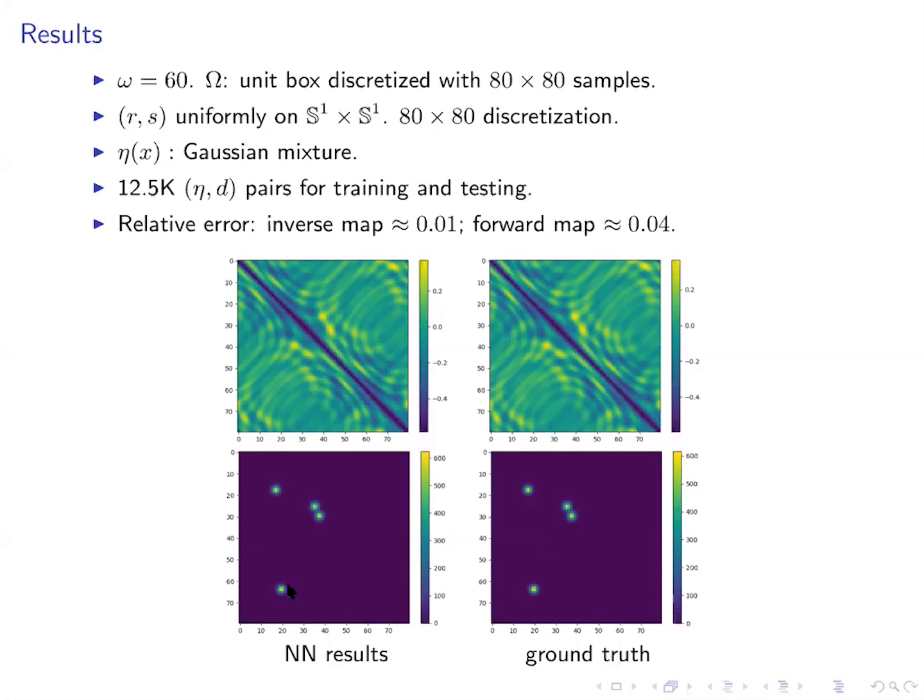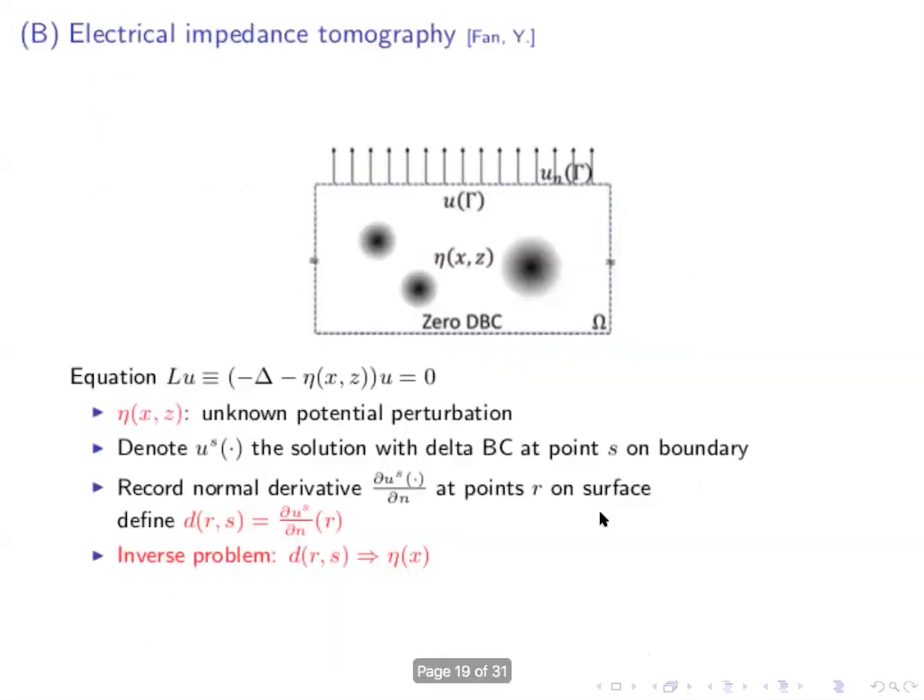So here is the neural network result. You see that visually it's the same as the ground truth. Okay, so here we use a little bit more than 10,000 eta boundary and internal data to perform the training and testing, and it's quite acceptable for this application. Okay. So the second application is called electrical impedance tomography.